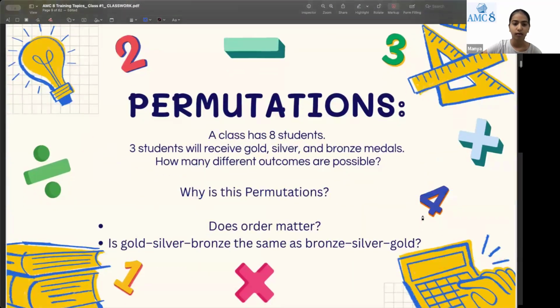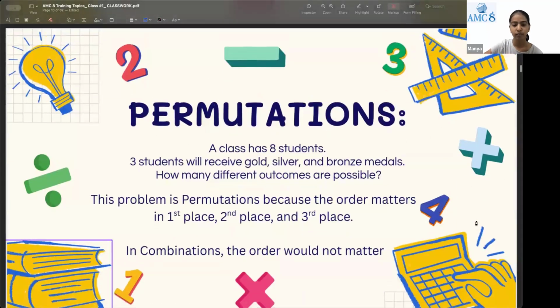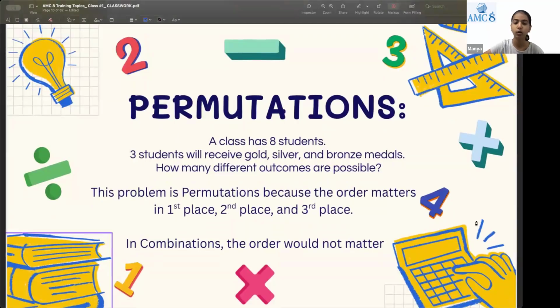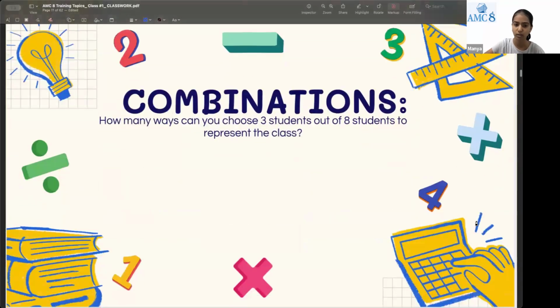Once again, this is permutations because gold, silver, and bronze is not the same as bronze, silver, gold. They are different, just like first place, second place, and third place is different from third place, second place, and first place. In combinations, on the other hand, the order will not matter because you're picking some students. Suppose this is a combinations problem: in how many ways can you choose 3 students out of 8 students to represent the class?